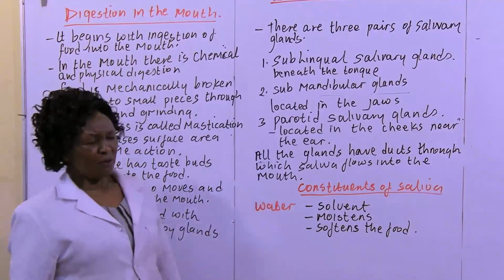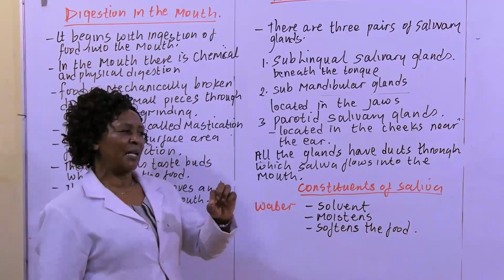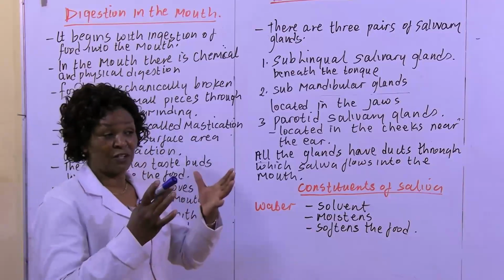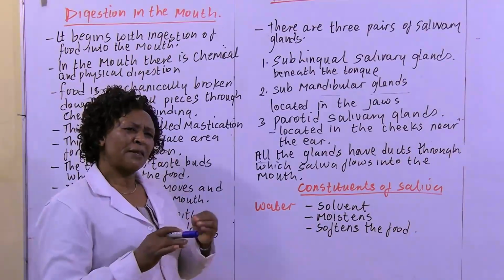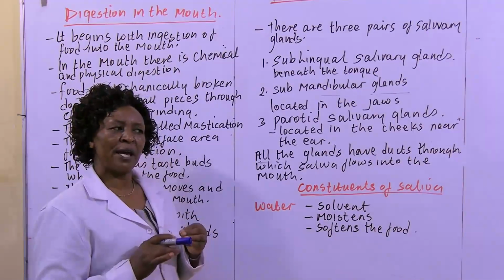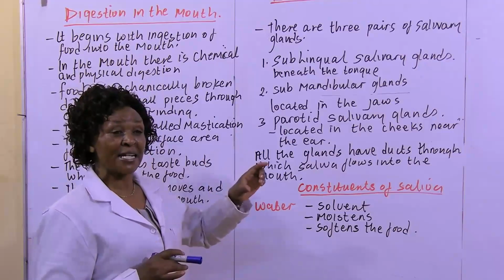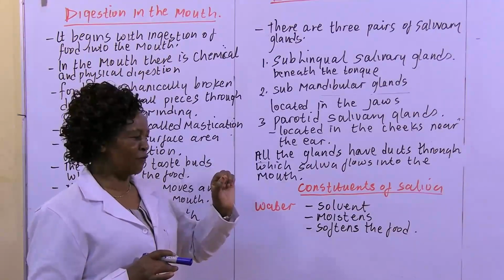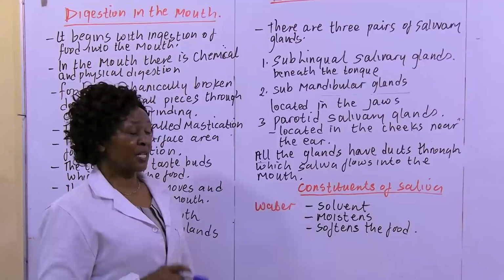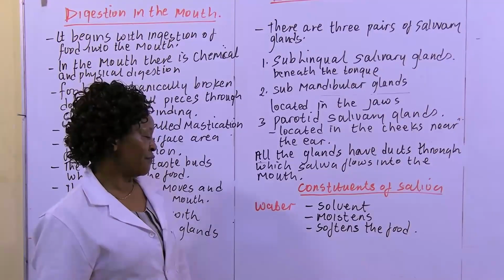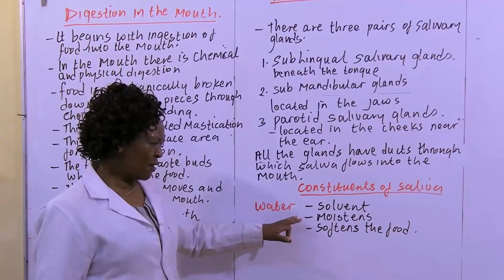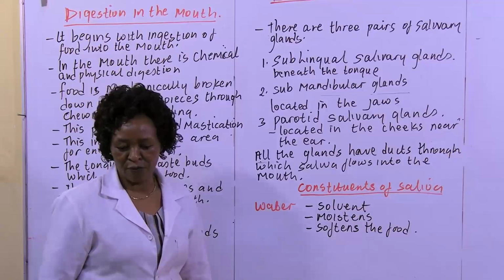When you put food in the mouth, maybe a lump of ugali or anything else that you feed on, then after the process of chewing, what you end up with is the fluid, not the original solid food. Because of this water dissolving the food, it makes the food moist and then also softens the food.